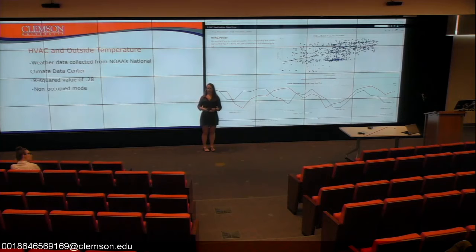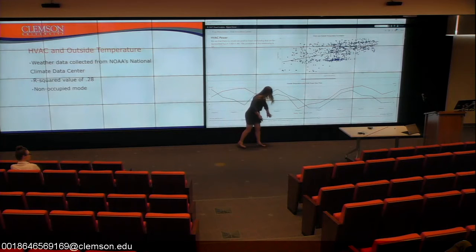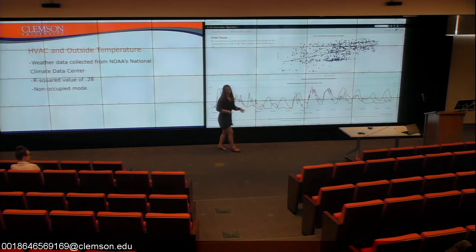But looking at it over this amount of time doesn't show you that much. If you zoom in to about a week, you can really see how well the patterns align. Again, the HVAC's in blue, and anytime that they don't align, the building enters a non-occupied mode, such as during the weekend, to save more energy.